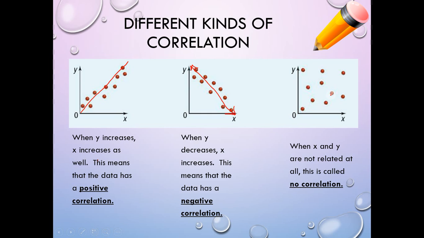Now, if you look at a graph and you're like, oh, there is nothing going on here, that is no correlation. That can happen. Sometimes there is actually nothing related. They're not related to one another. And that happens. And that allows us to see that one thing does not affect the other.